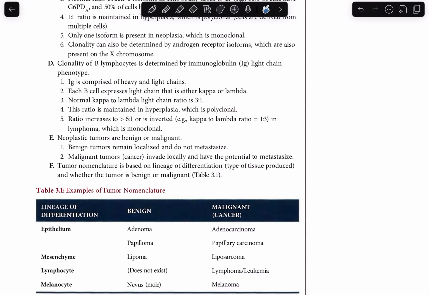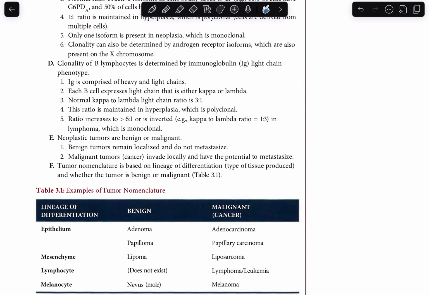Clonality of B lymphocytes is determined by immunoglobulin, Ig, light chain phenotype. Ig is composed of heavy and light chains. Each B cell expresses a light chain that is either kappa or lambda. Normal kappa to lambda light chain ratio is 3-to-1. This ratio is maintained in hyperplasia, which is polyclonal. In lymphoma, which is monoclonal, the ratio increases to greater than 6-to-1, or is inverted. Example, kappa to lambda ratio is 1-to-3.